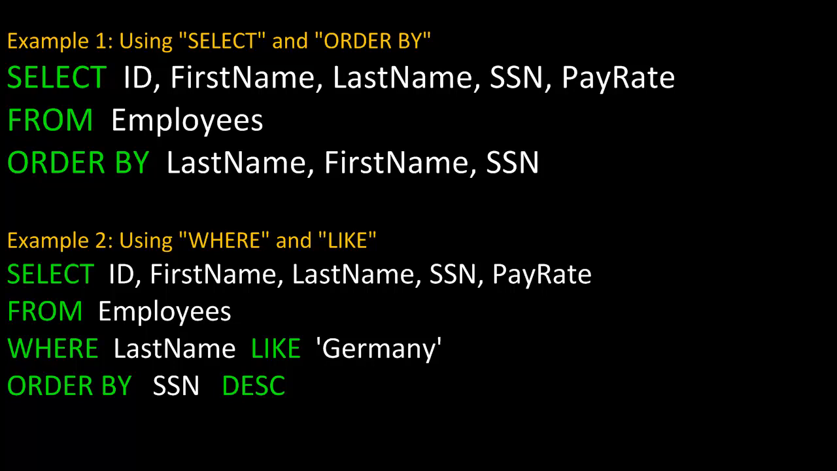In example 2, we're going to use where and like to specify additional criteria. So again, we're going to select the fields ID, first name, last name, SSN, and pay rate from the table employees, where the last name is like Germany, and we're going to order it by SSN in descending order.